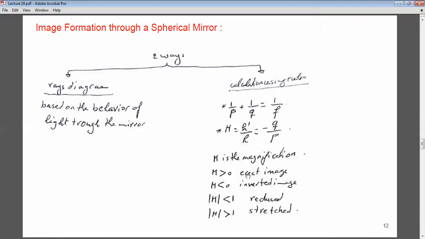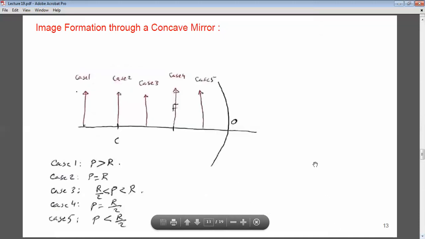If it is positive, then the image is erect. If it is negative, the image is inverted. If it is less than 1, then the image is reduced. If it is bigger than 1, then the image is stretched. Let's start with the concave mirror. There are 5 cases for the concave mirror. However, for the convex mirror, there is only 1 case.